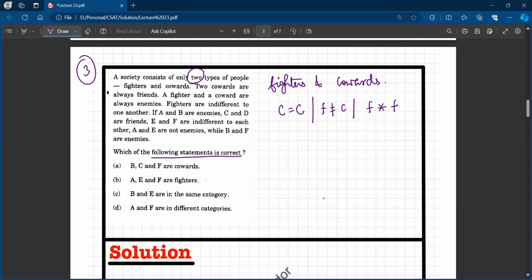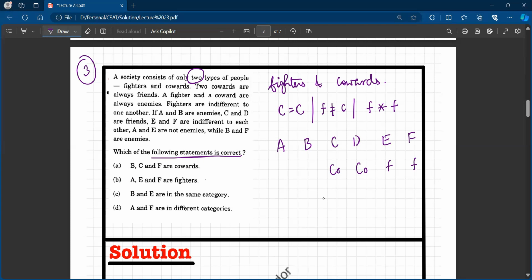If A and B are enemies, that means out of A and B, what will happen? It can be F or C, or C or F, because they are enemies. One of them would be a fighter and the other one would be a coward, right? C and D are friends, so both are cowards. E and F are indifferent to each other, that means both are fighters.